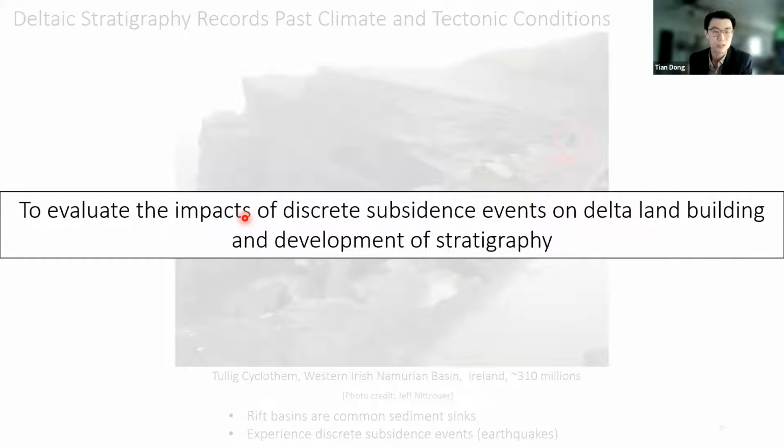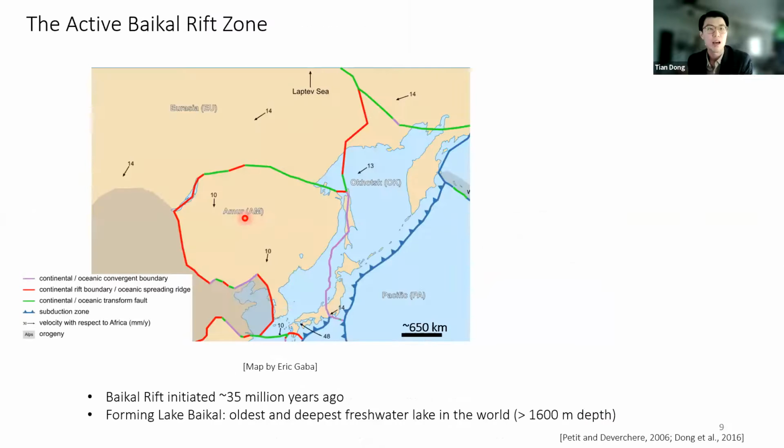So to tackle these two themes, I've been working in a tectonically active region, the Baikal Rift Zone. Here I'm showing a map of Eastern Asia, and the Baikal Rift Zone forms in this black box region. It is a rifting event between the Eurasia plate, specifically the Siberian craton in this region, and the Amurian microplate. This rifting event started about 35 million years ago and is still ongoing today.